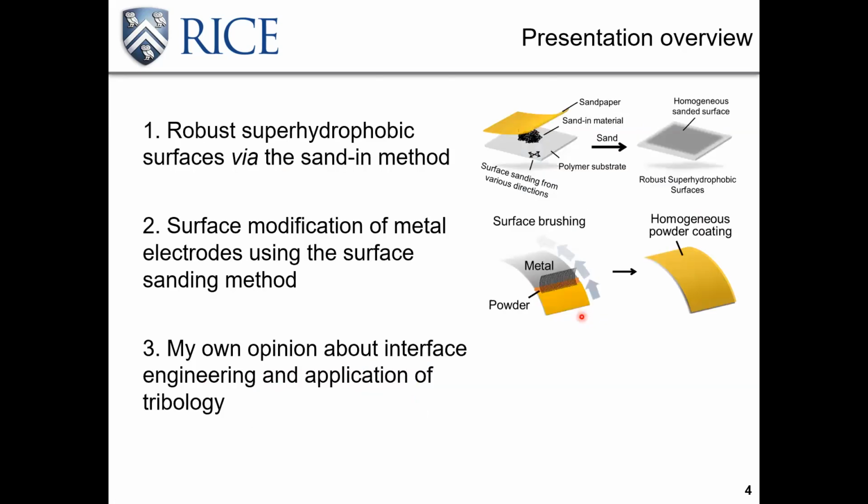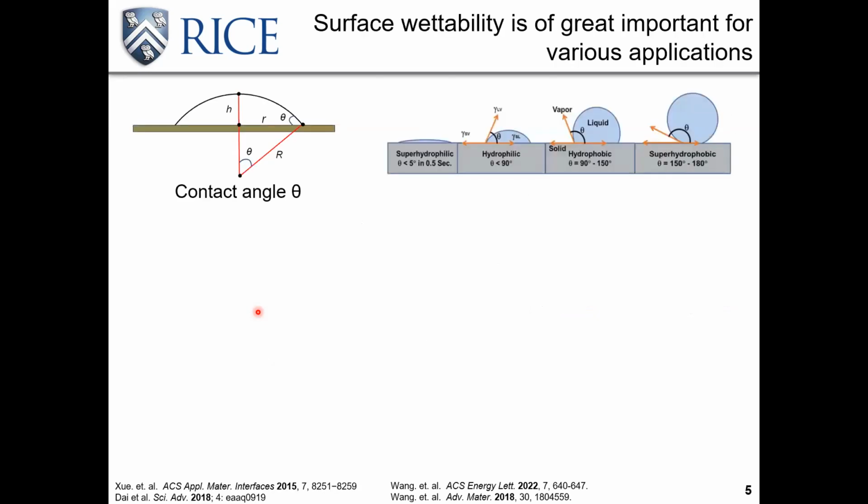So today we will focus on the surface modification. At first, I will discuss how we can control the surface wettability by the sanding method. Then we will move to the metal foil and talk about the preparation of the artificial solid electrolyte interface by the surface sanding method. At last, I will talk about my own opinion about my title, the interface engineering and the application of the tribology.